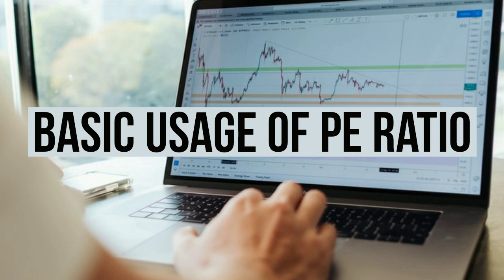Basic usage of PE ratio. Number 3. Compare with the broader market. You can also compare a stock's PE with the PE of Sensex to get a rough idea of the valuation. It works well if the company is part of Sensex. However, different stocks have different stories, so you may not get a clear idea.